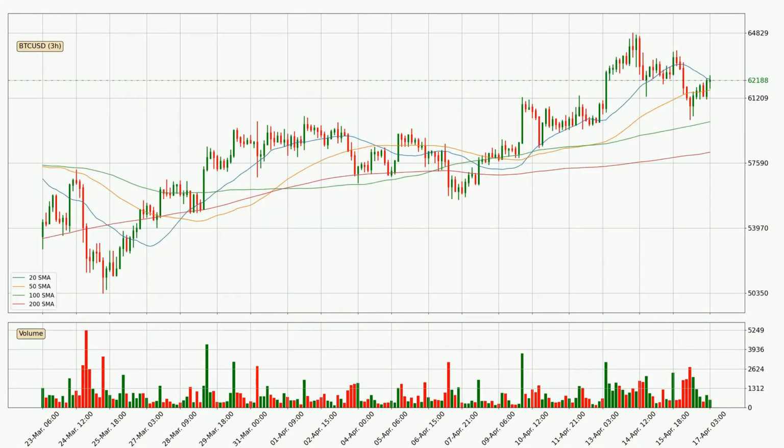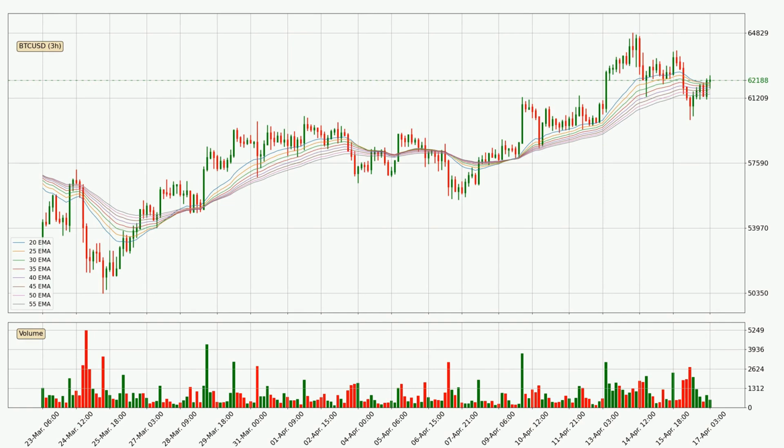Moving to the 3-hourly simple moving averages, at the moment, the price is between the 50 and the 20 SMA. If the price bounces off the 50 SMA, which is currently at 61,664, it could be seen as a support, and the 20 SMA that is at 62,255 could be perceived as a resistance to the upside. If there were to be a break either way, it means that there could be a continuous move in that direction.